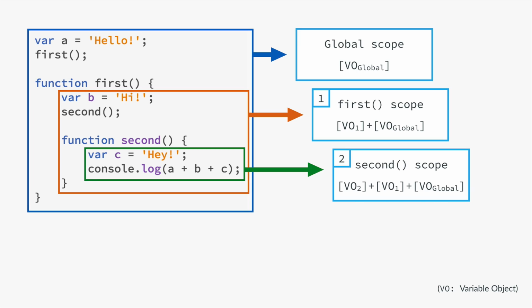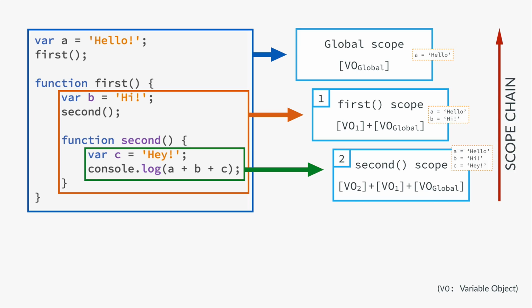It does not find it in the current scope, and also not in the parent scope, so it goes even more up, all the way to the global scope. And this is exactly called the scope chain. Only if the JavaScript engine does not find the variable anywhere, it throws an error and stops execution.